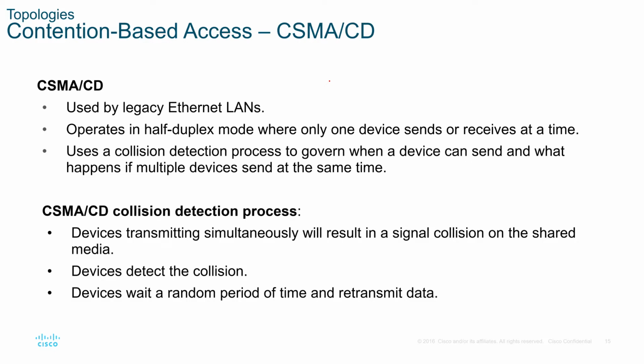Wireless uses carrier sense multiple access with collision avoidance. But in the collision detection process, devices transmitting simultaneously will result in a signal collision on the shared medium. On Ethernet, this is very easy to see because the voltage levels will change. The devices will detect the collision and then, after the jam signal, wait the random period of time and then try to retransmit the data.